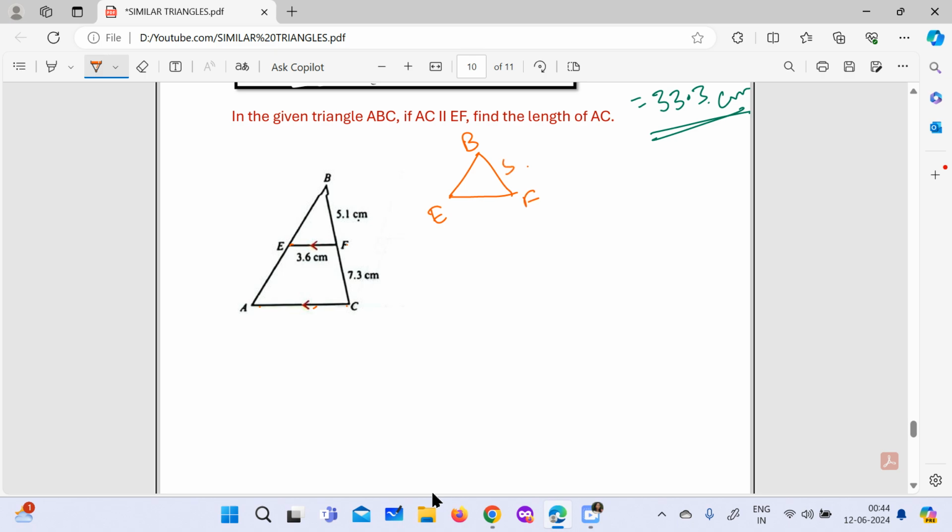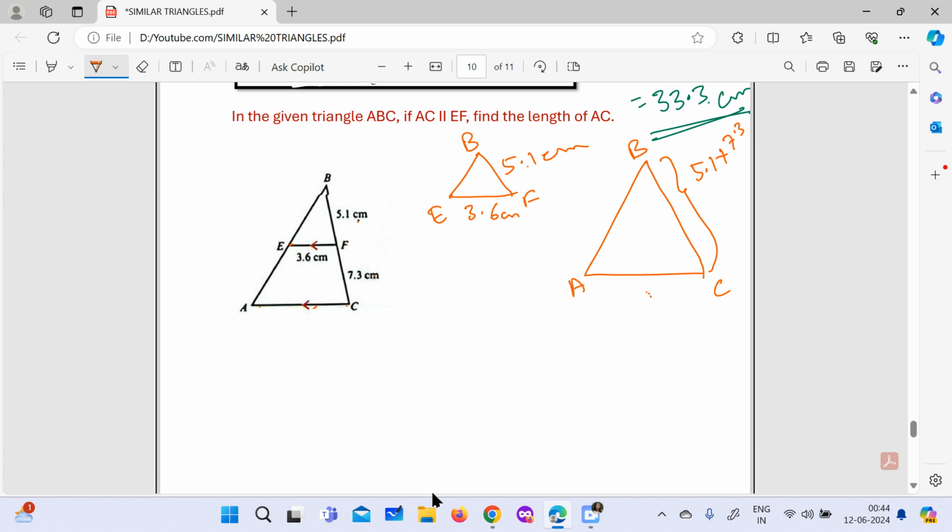So I can say that the smaller triangle is BEF, where BF is 5.1 centimeter and EF is 3.6 centimeter. And then we have another larger triangle, that is BAC. So we can write this length BC as 5.1 plus 7.3. Okay, and what else is given? We need to calculate AC. This has to be calculated.